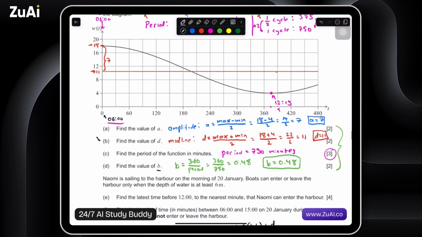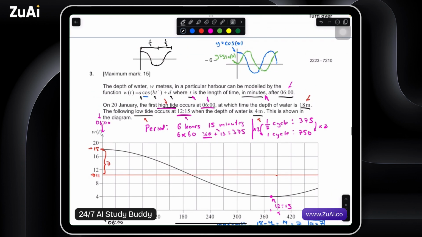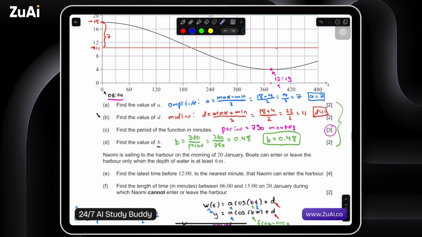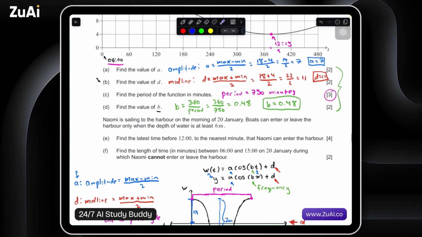Okay, so now we know a, b, and d, so we know everything there is about this function, and we should be able to map onto this situation. Usually after this they ask us to apply it. Now that we've got the function, let's do something with it. Okay, so what do we have here?